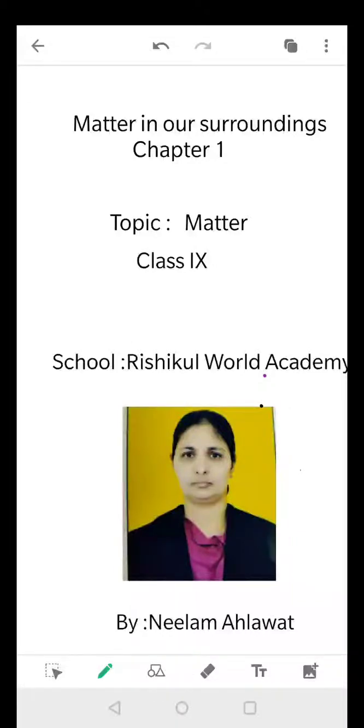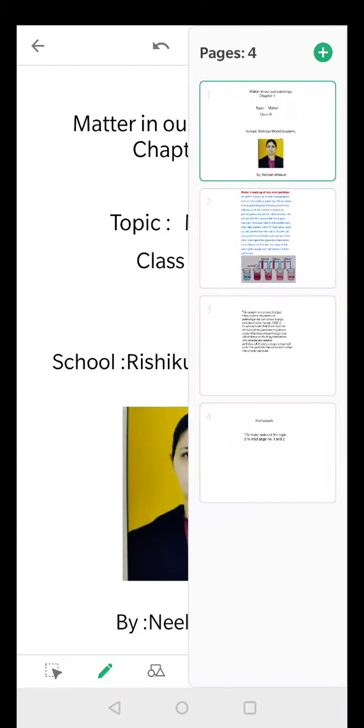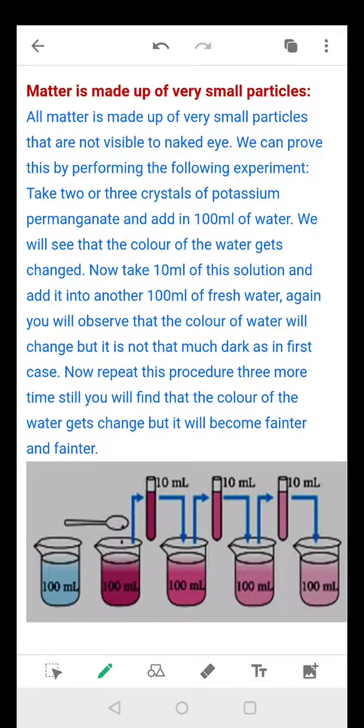I hope you understood the topic that we had started yesterday. Now this is a continuation of the topic that we have done yesterday. So we'll start in continuation of that topic. Keep your books and notebooks ready, right? So let's start with the topic. This is your activity for today.